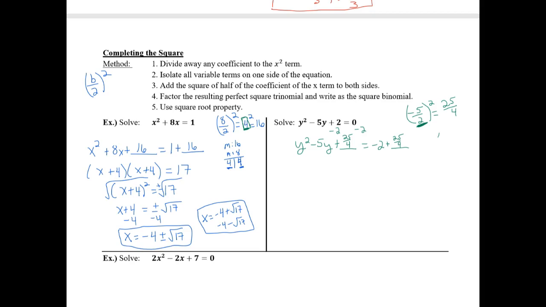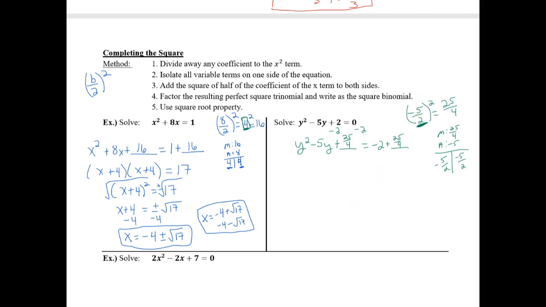If I want something that's going to multiply to 25 fourths and add to negative 5, that value is negative 5 halves and negative 5 halves, right? So negative 5 times negative 5 gives us the 25. 2 times 2 gives us the 4. It multiplies to positive 25 fourths. If we add it, we get negative 5 halves plus a negative 5 halves would be negative 10 halves, and negative 10 divided by 2 would be negative 5. So it's always this quantity in here before you square it.